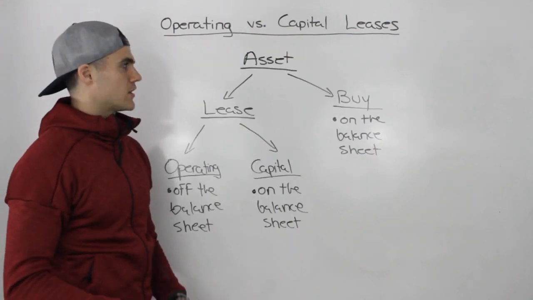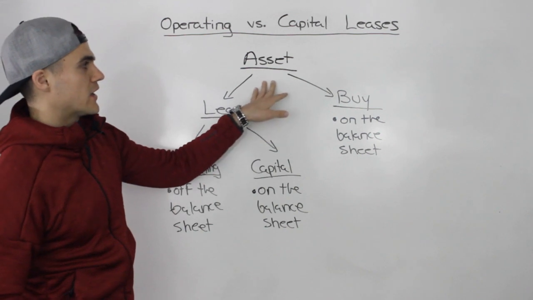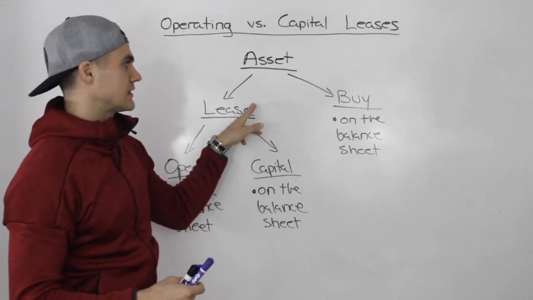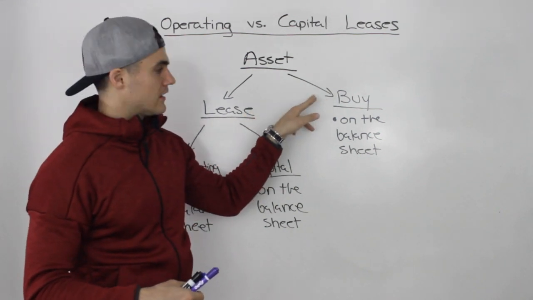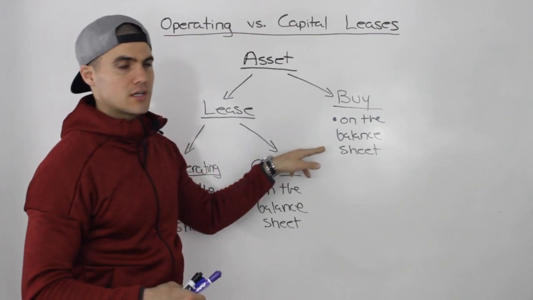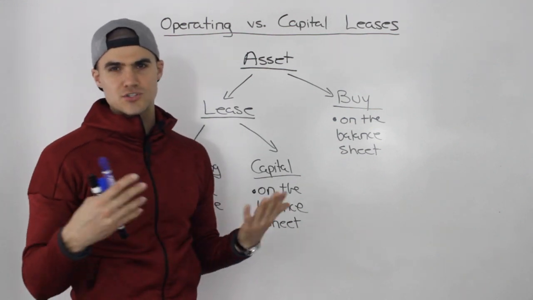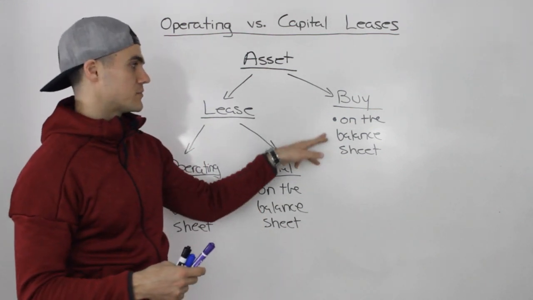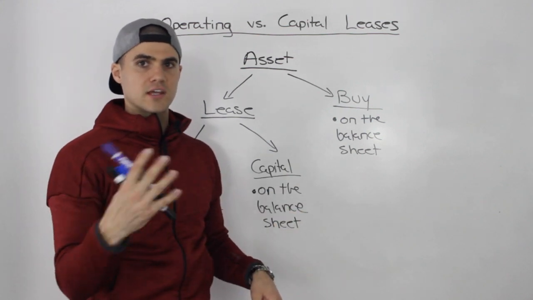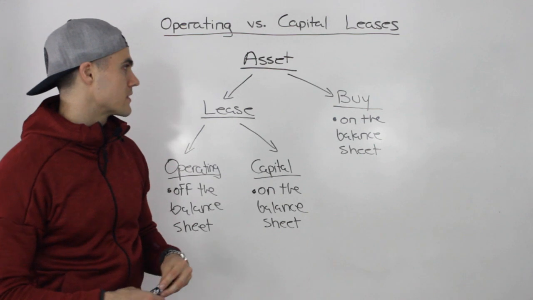So let's do a quick summary of what we went over. If a company wants access to an asset, there are two options. They can lease it or they can buy it. If they buy it, then the asset has to go on the balance sheet. And usually when you're debating whether to buy or lease an asset, it's pretty expensive. So if a company does buy it, they'll also be taking on some debt to buy it, so that will have to go on the balance sheet as well.